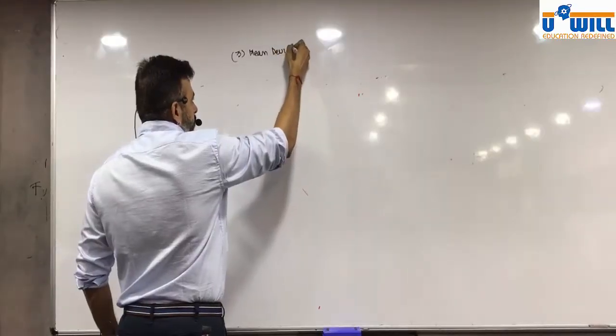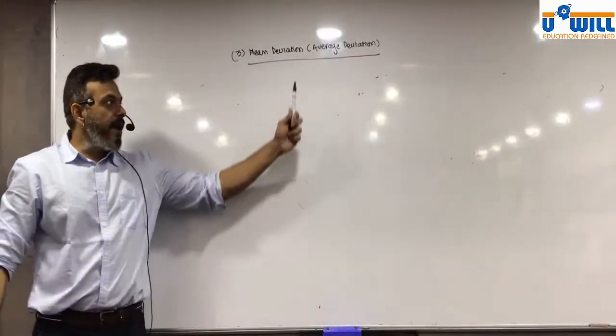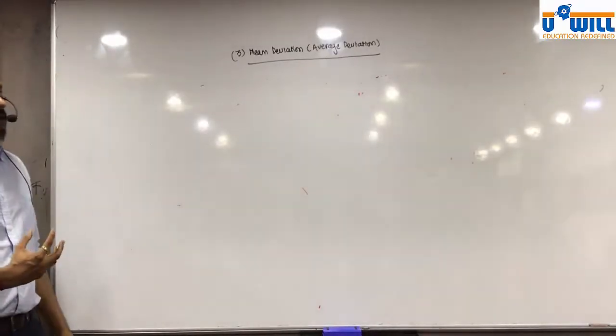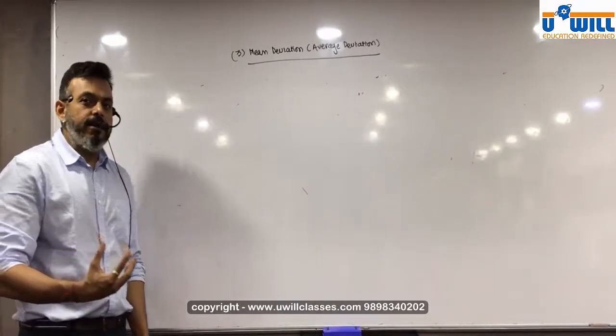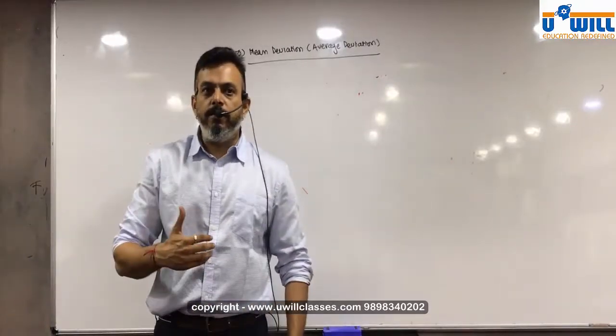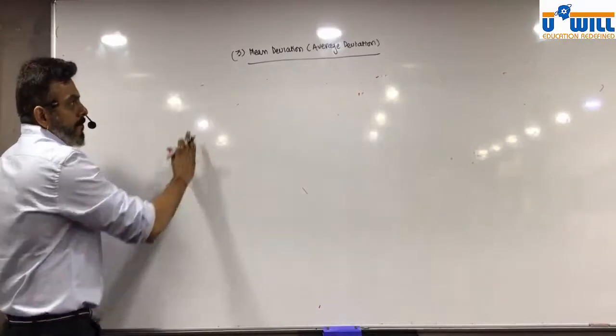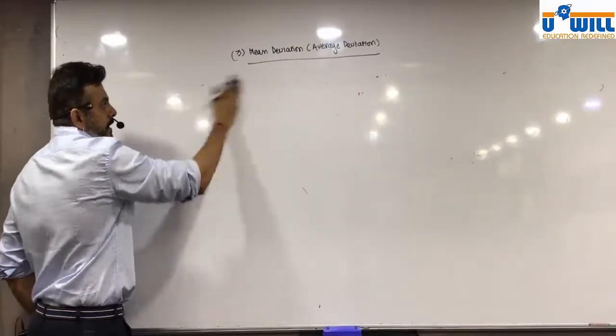Mean deviation. It is also known as average deviation. Now, as we studied, dispersion is scatteredness of observations from the measures of central tendency. So now here, mean deviation, that is, what?